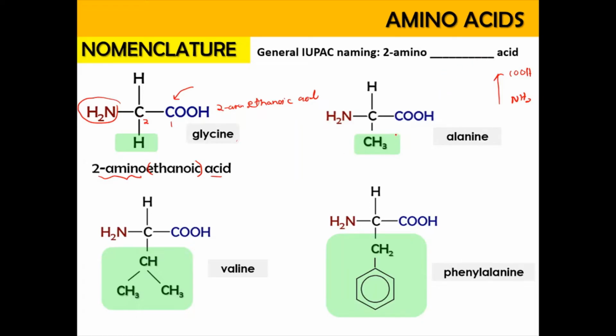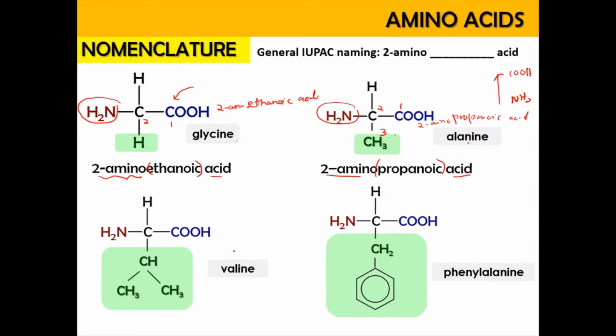Now we're going to look into the next example, which is alanine. So for alanine, we need to convert that into the IUPAC name. So we have 1, 2, and 3. So 3 carbons refers to propanoic acid. And then carbon number 2 is attached with the amino group. So it's going to be 2-amino propanoic acid. Okay, it still follows the general IUPAC name pattern, which is 2-amino acid here. So what's different is the carbon chain.